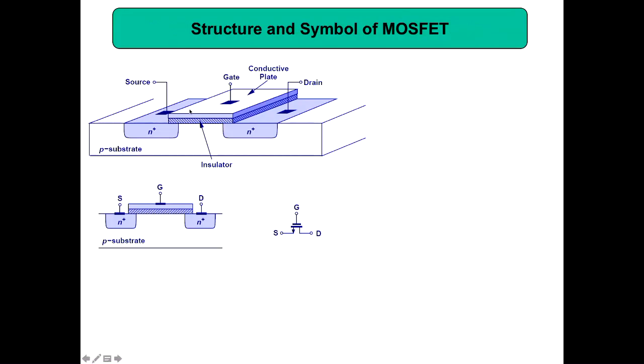So here, what they have taken is a P-type substrate, means P-type silicon. And then what they have done is, this is an insulating layer, oxide layer. Oxide layer is the insulating layer, and then this is a conductive layer, metallic layer. Then you can see, in the P substrate, they have got N plus regions. They dope with N plus.